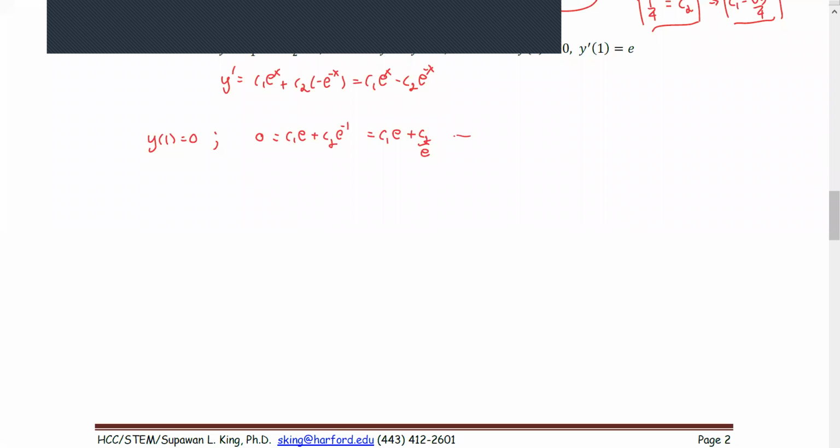Multiply all by e, we should get 0 equals C1 e to the second plus C2 as a less complicated form of the equation. So y prime at 1 equals e. e equals C1 times e minus C2 e to the negative first, or C1 e minus C2 over e. In a similar way, multiply all by e, we should get e squared equals C1 e squared minus C2.